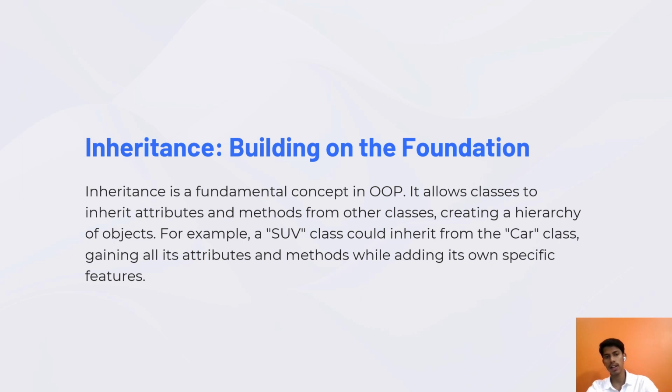So the next is inheritance, building on the foundation. Inheritance is a fundamental concept in OOP. It allows classes to inherit attributes and methods from other classes, creating a hierarchy of objects. For example, an SUV class could inherit from the car class, gaining all its attributes and methods while adding its own specific features.